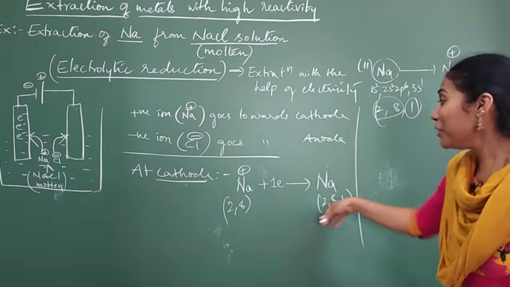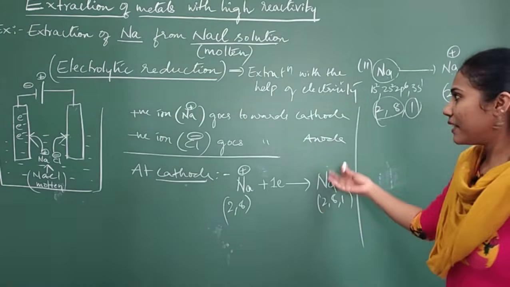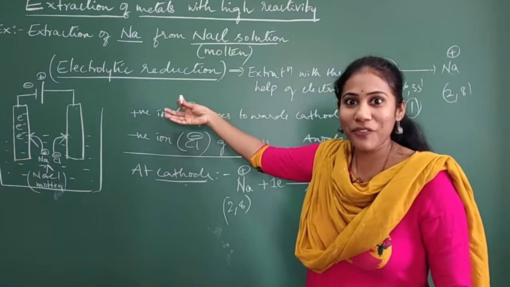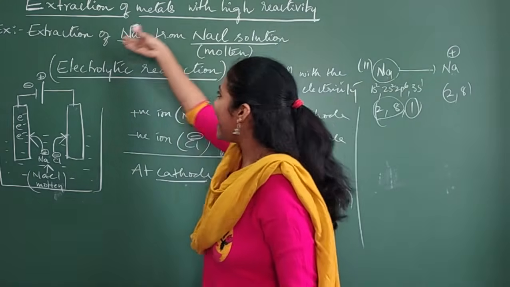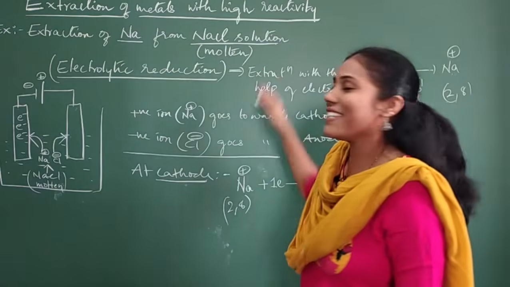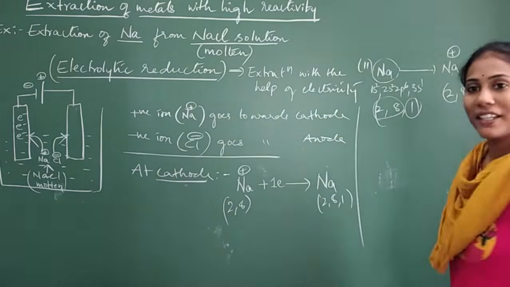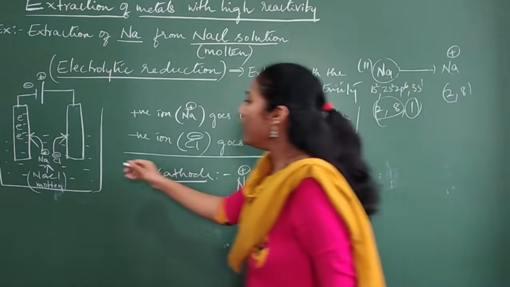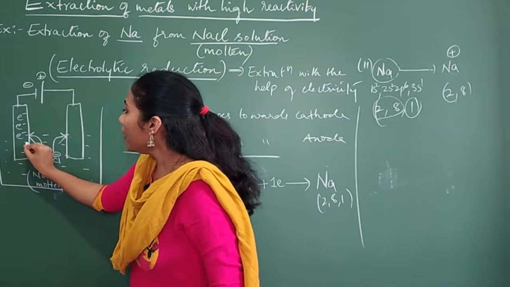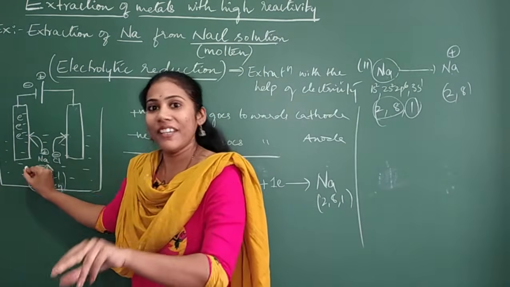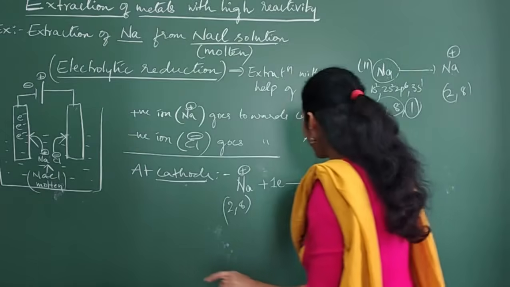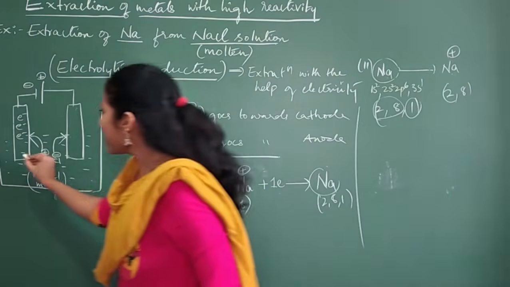Okay, so you are getting your pure Na. Yes, that is our target, no? What we have to extract? We want to extract Na from NaCl solution. We got our pure Na. Okay, so all our Na+ ions will go to the rod. There they will gain one electron and it will be deposited as Na.